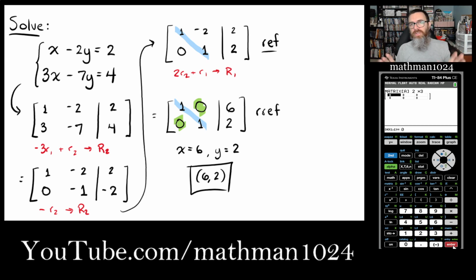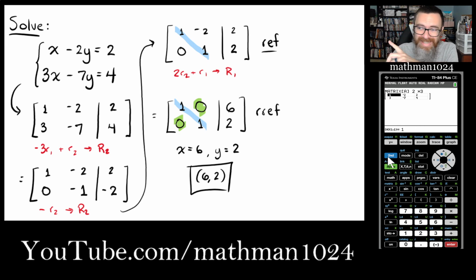To make your life easier when you're typing things in, you don't need to use the arrow keys. Just type in your number, hit enter. Type the number, hit enter. So I've got 1, -2, 2, and then I have 3, -7, 4. You have to make sure you hit enter after this last one. So you see here in our augmented matrix, it's the same thing that we have in the notes.